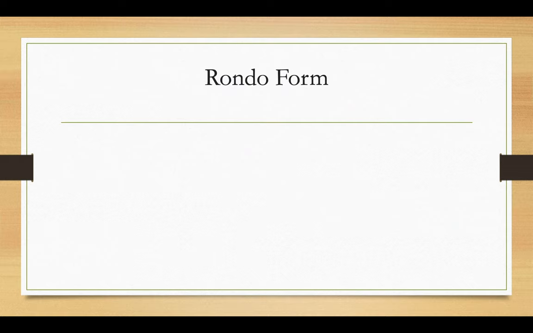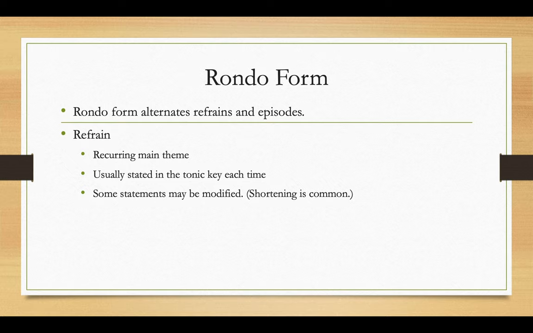So what is rondo form? Rondo form is a form that alternates refrains and episodes. So essentially, it's a very modular form that's built from two types of parts. First, we'll look at the refrain. This is the recurring main theme of the movement.